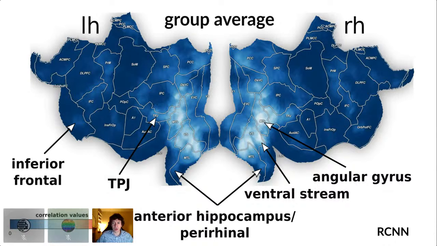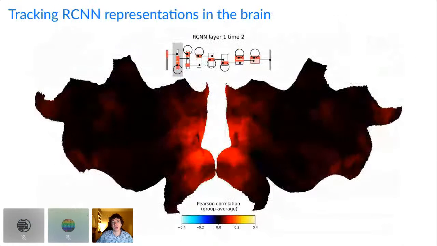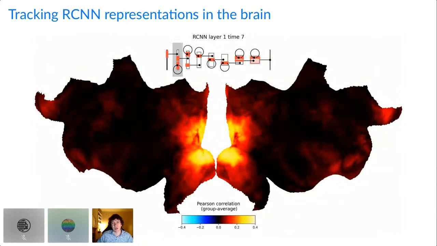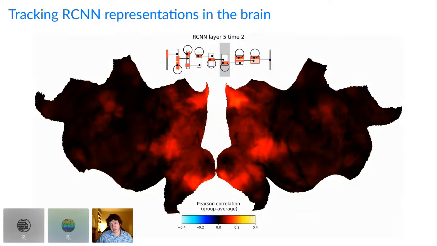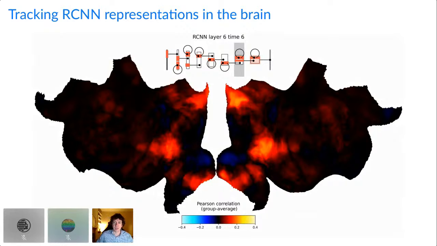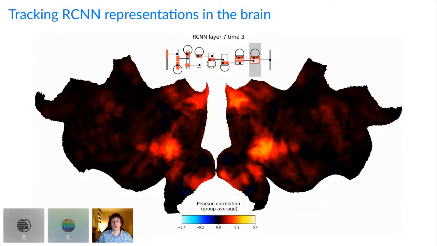Now, one cool thing that we can do with the RCNN, given that it has these recurrence and lateral connections, is look at representational dynamics and track the representations across time points across the layers of the model. And we see this nice progression from the back of the brain to high-level visual ventral areas, including the fusiform gyrus and the inferior temporal cortex.